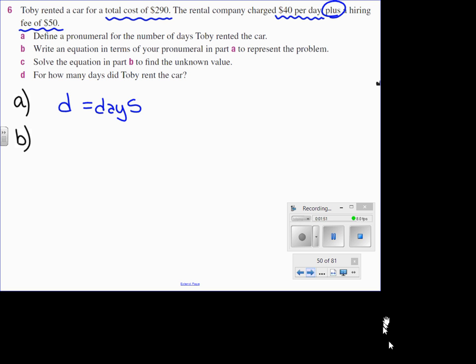So if I go back to the key parts of this question, it says that you have a total cost. So I have the total cost, and that's equal to the rental company charges him $40 per day, and then plus, I'm going to put a big plus sign there, a hiring fee of $50. So he only actually spends the $50 once, but depending on how many days he actually rents the car for, he might spend $40 additional for every one of those days.